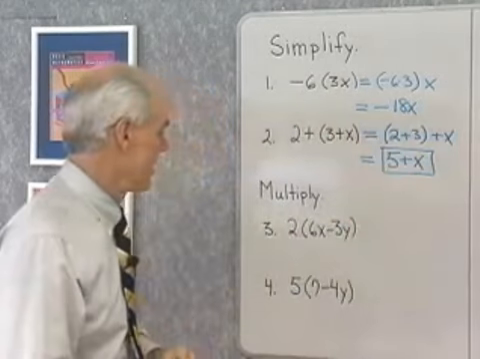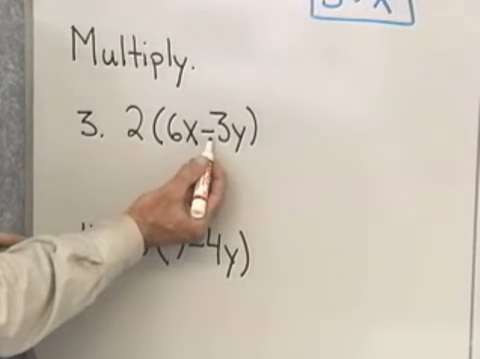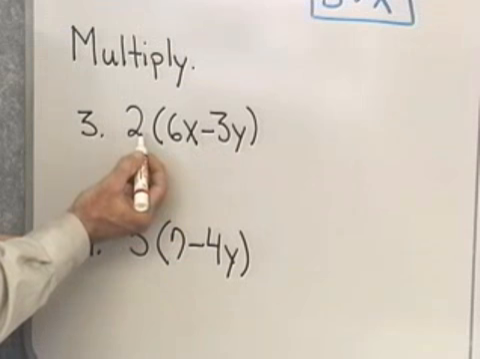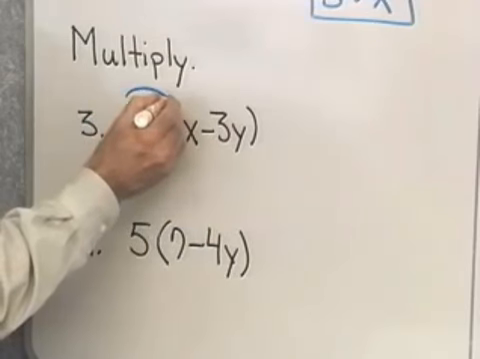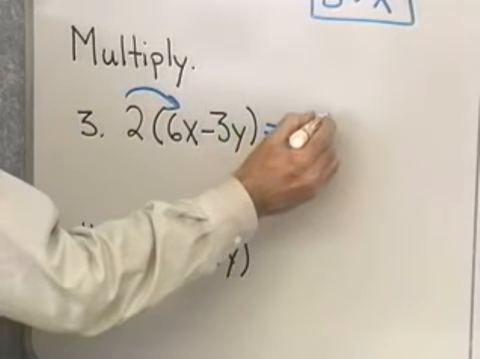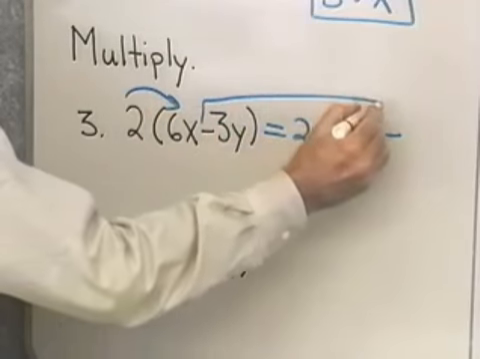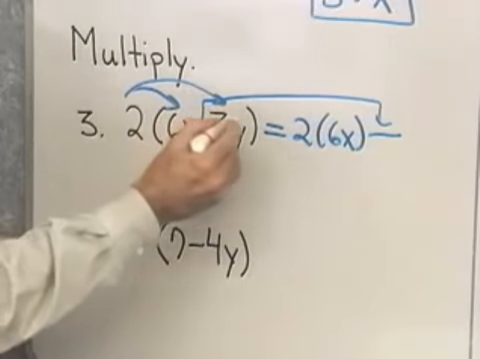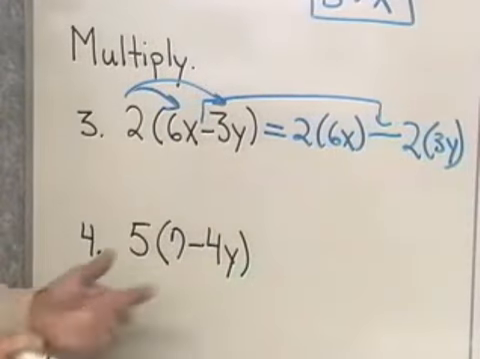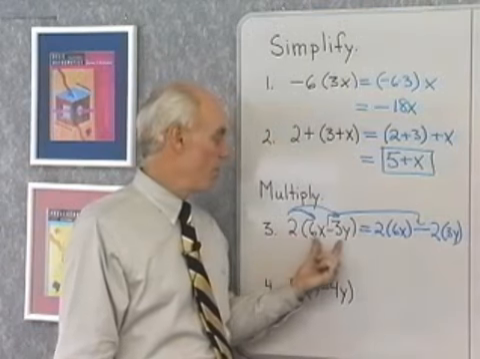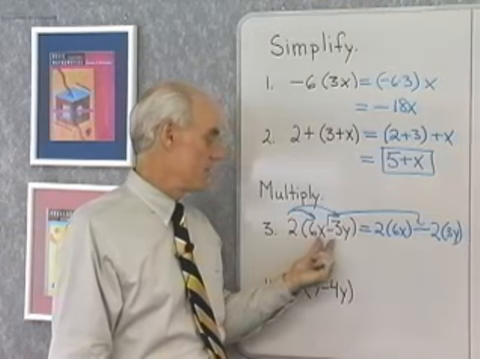Here are some more examples. Let's multiply 2 times the quantity 6x minus 3y. This is subtraction in here, and I'm going to use the distributive property to distribute this 2 over this difference. So I'm going to multiply 2 times 6x, and from that I'm going to subtract, there's my subtraction sign, 2 times 3y. So I've applied the distributive property to distribute the 2 over this difference, 6x minus 3y. I multiply 2 times this and 2 times this.